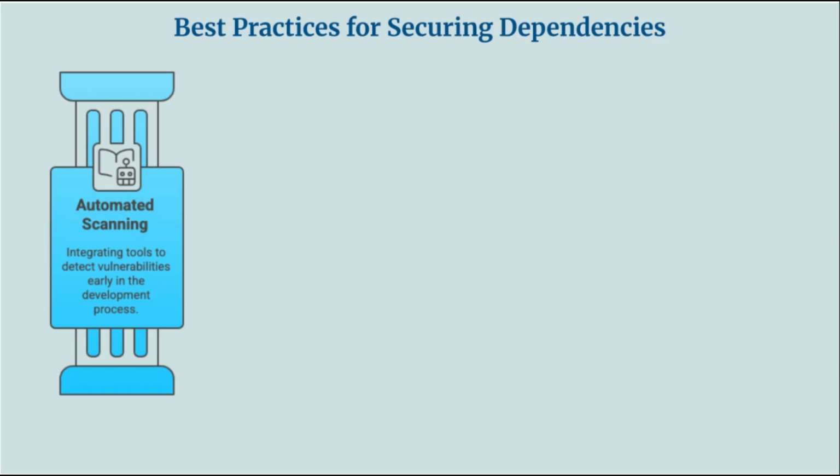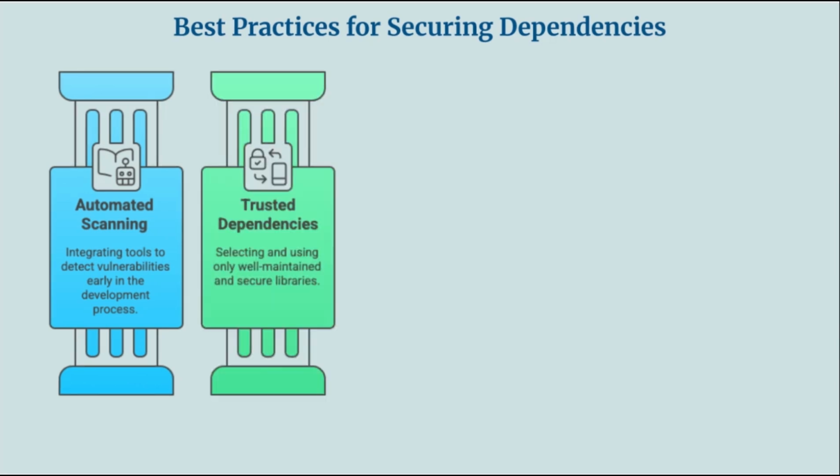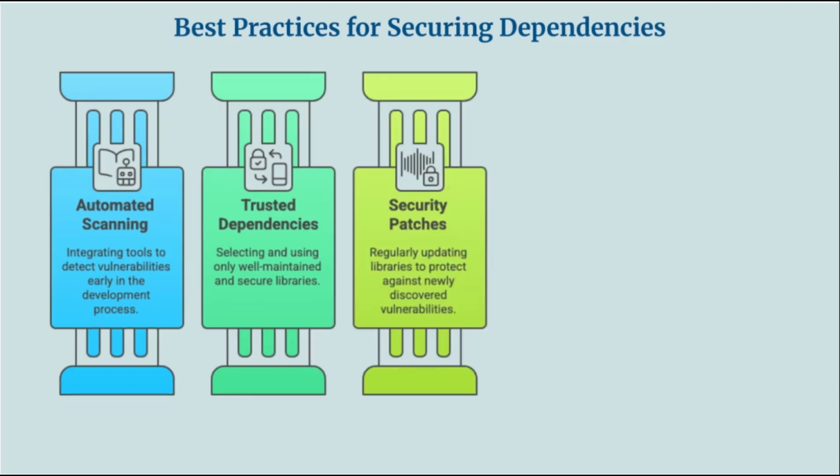Automate dependency scanning. Integrate tools like Snyk, Dependabot, or OWASP Dependency-Check into your CI/CD pipeline to catch vulnerabilities early. Use minimal and trusted dependencies. Avoid unnecessary dependencies and always choose libraries with active maintenance and security updates. Apply regular security patches. Keep dependencies up to date by monitoring security advisories and applying patches as soon as they become available.